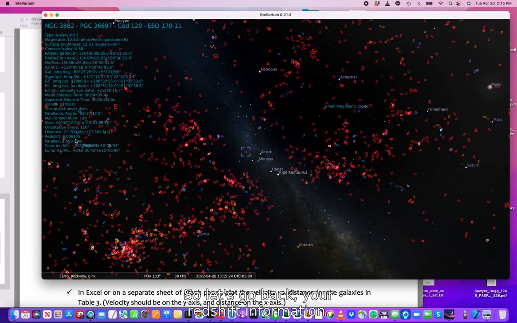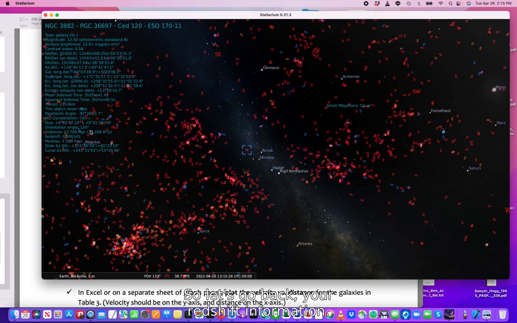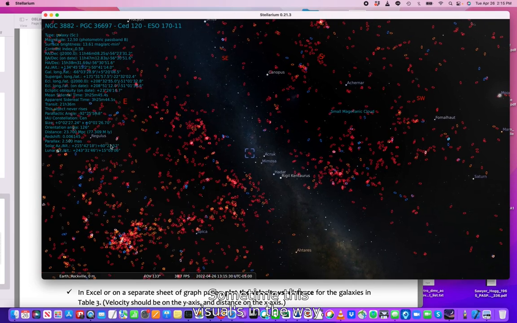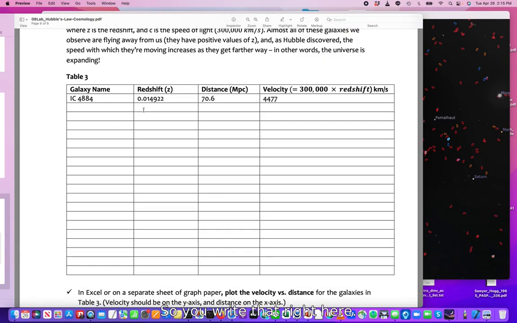Okay, so let's go back. Your redshift information, read it carefully. Sometimes this visual is in the way. So you see the redshift for NGC 3AA2 will be 0.006145. Okay, so you write that right here. All right, and so you're going to do this for every galaxy that you randomly clicked on.